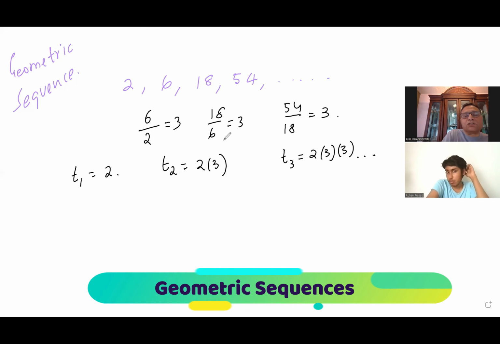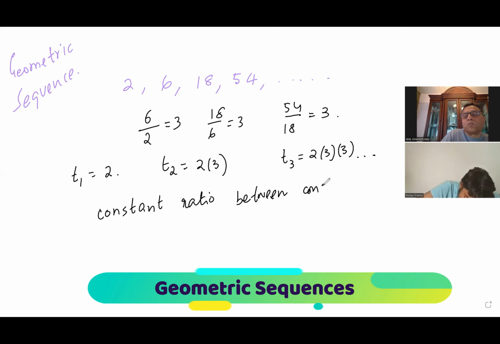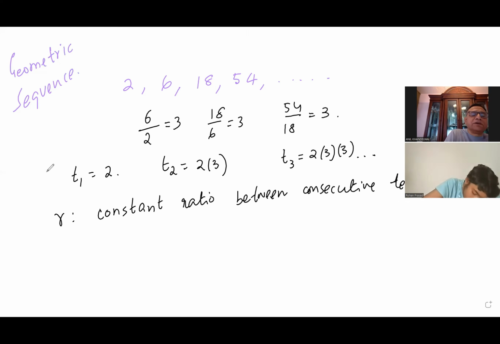So we say this 3 is constant. So we have a constant ratio, which we will denote by the letter R. And the first term, as usual, we'll write A. In that case, we have a sequence which could be written as A, AR, AR square, AR cube, and so on, correct? What could be the nth term?